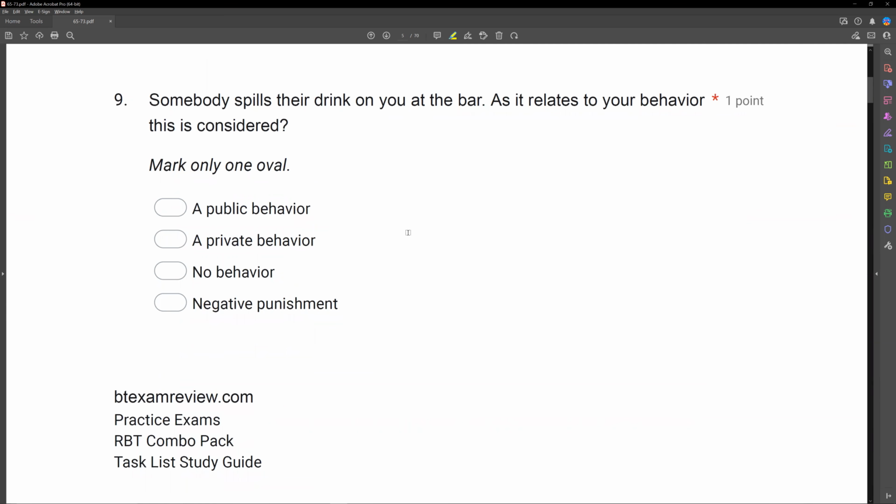As it relates to your behavior, this is considered what? Okay, this is a good teaching question. First, what is our rule for behavior questions? Whose behavior are we looking at? We're looking at your behavior. So somebody spills their drink on you. You didn't spill the drink. Somebody spilled their drink on you. Now, what is our rule? We have to adhere to what we call the dead man's test, right? If a dead man could do it, it's not behavior.